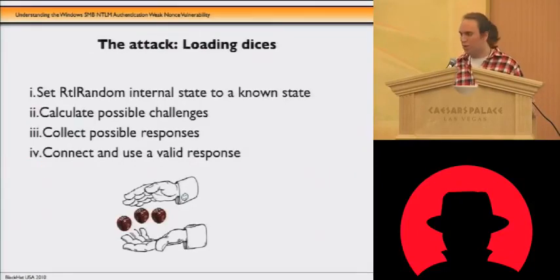So knowing those factors, we built an attack. We designed an attack in 4 steps. First, set the internal vector of the RtlRandom in the server to a known state, then calculate all the possible challenges that can be generated by that internal state, collect the possible responses, forcing a victim to respond to all those challenges, and then connect and use a valid response, because the server will send a pre-calculated challenge.